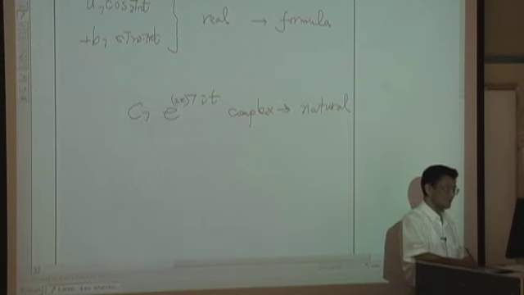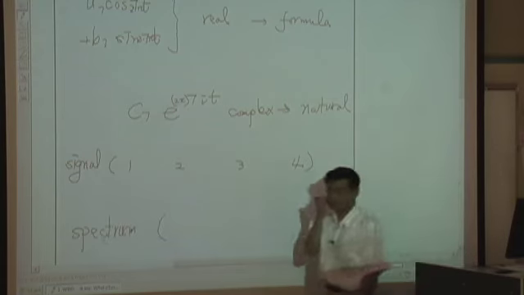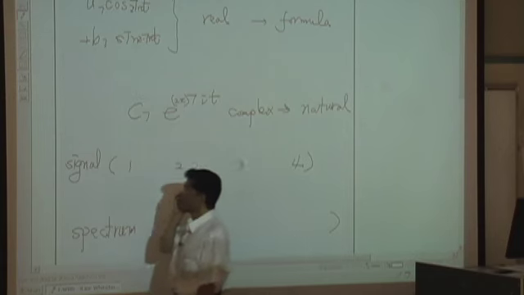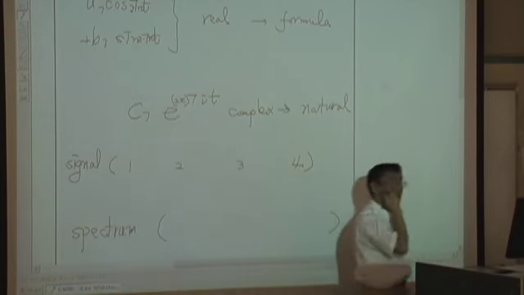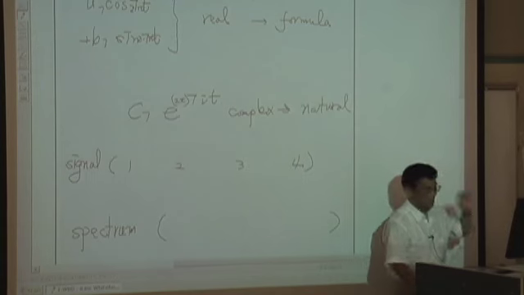Assume that we have 1, 2, 3, 4 signal. This is a signal. Then what will be the spectrum? That might be a question, right? What will be a spectrum? I will show you in complex version. So to do it, we need the concrete formula. So I will show you the formula.